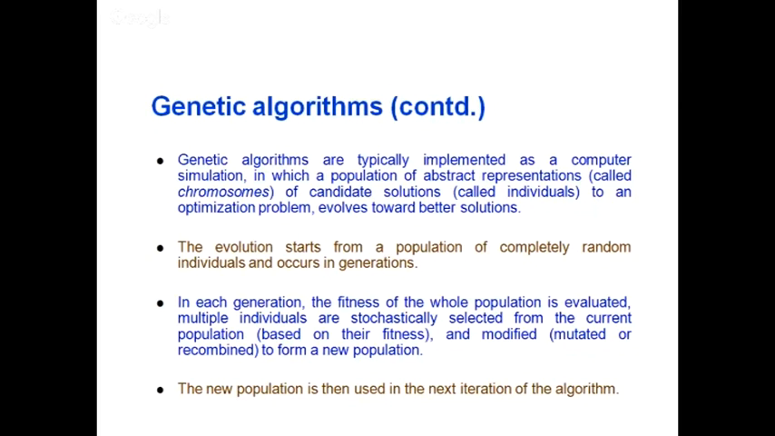The evolution starts from a population of completely random individuals and occurs in generations. In each generation, the fitness of the whole population is evaluated. Multiple individuals are stochastically selected from the current population and modified to form a new population. That is what I said, child-parent combination. The new population is then used in the next iteration of the algorithm. That means from the previous solution, you take number of candidates and take their characteristics and start with a new solution, new set of variables.